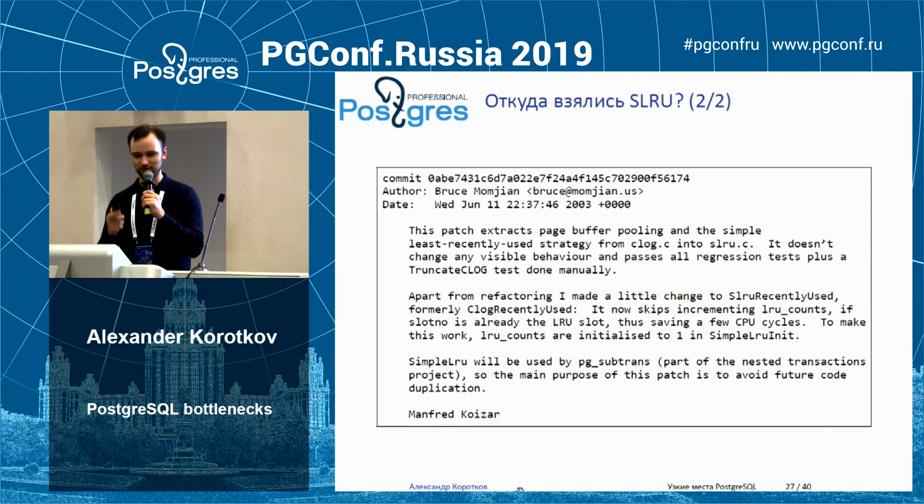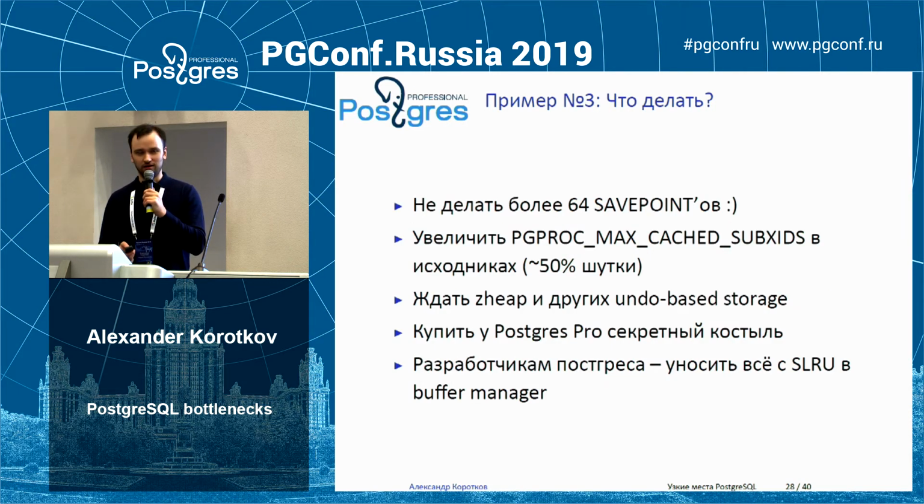Then we extrapolated it to other data structures, including transactions and subtransactions. But we got the following. It means that in many workloads it works terribly. And what shall we do then? The first thing that a standard user shall do is not create more than 64 save points, then everything will be okay.